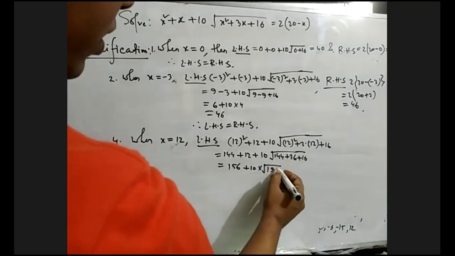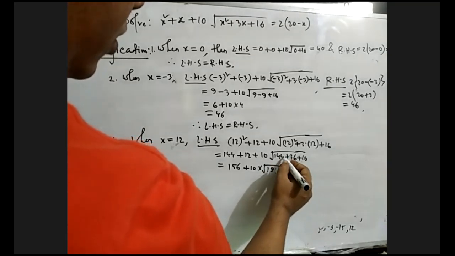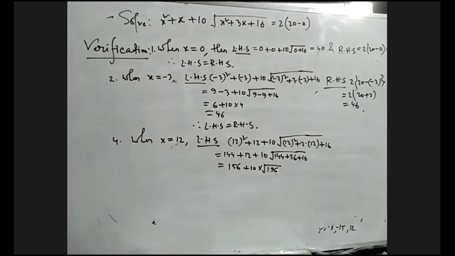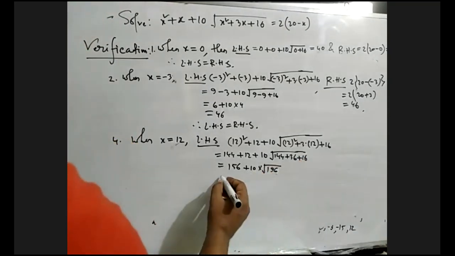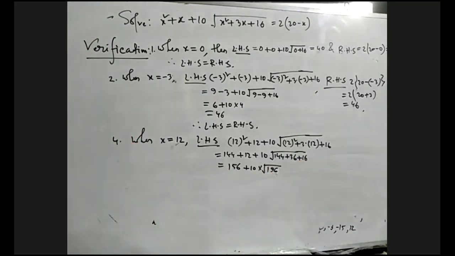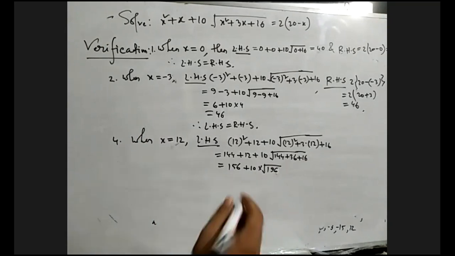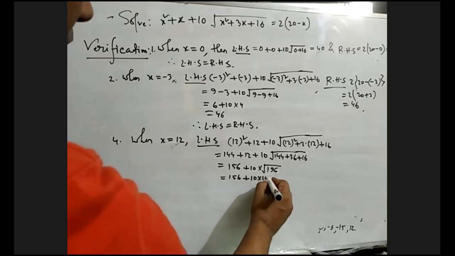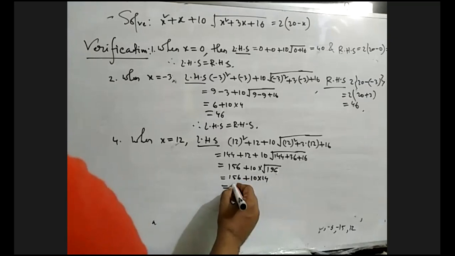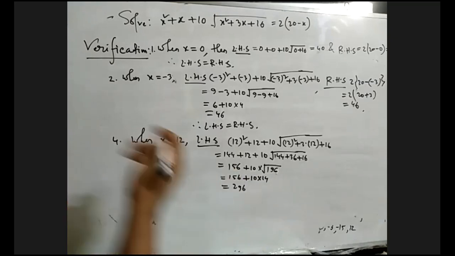This will be 196, right? This is the 16. So 196 means what actually? Do you know 196 means what? 14. So 156 plus 10 into 14. That means this left hand side will be 296.